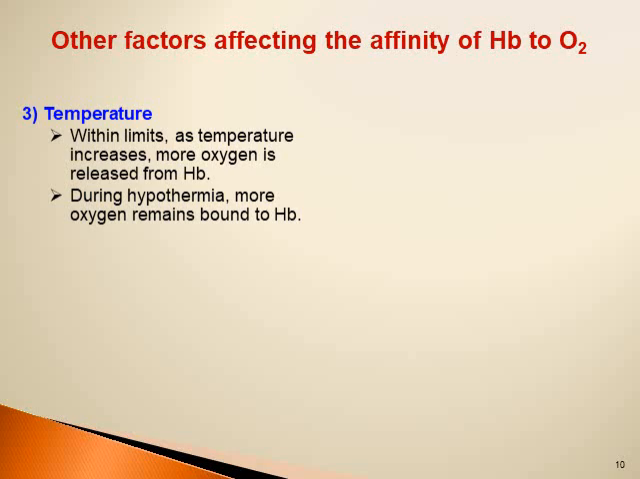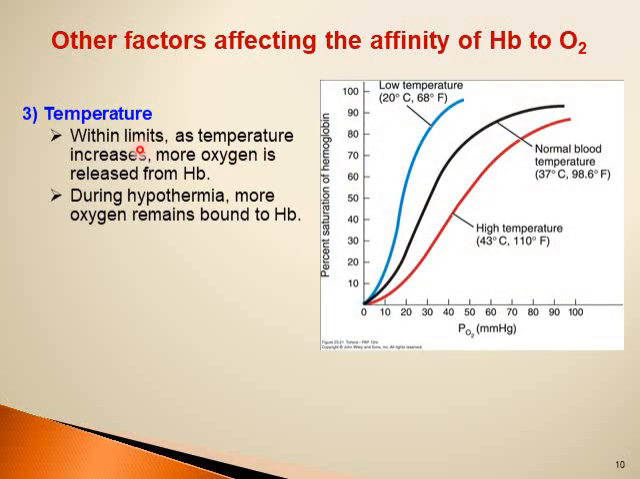The effect of temperature on the oxygen hemoglobin dissociation curve, within the range that is compatible with life. As temperature increases, more oxygen is released from hemoglobin, and this will shift the curve to the right. At low body temperature, which is called hypothermia, more oxygen remains bound to hemoglobin because the affinity of hemoglobin to oxygen will increase, and this will shift the curve to the left.